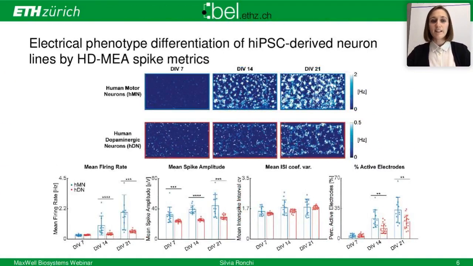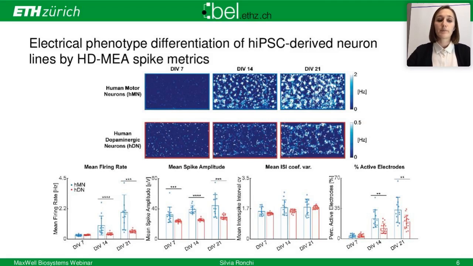Now, going to the results, what you see here on top of the slide is one single MEA, where we plated wild-type human motor neurons that we recorded at days in vitro 7, 14, and 21. And you can appreciate how the overall activity, in this case the firing rate, increased over time. Also looking at the second line, where wild-type human dopaminergic neurons were plated, you can appreciate an increase in activity. However, if you compare days in vitro 21, for example, there is a big difference between the overall activity of the two cell lines. So we decided to compare at first the two wild-type lines.